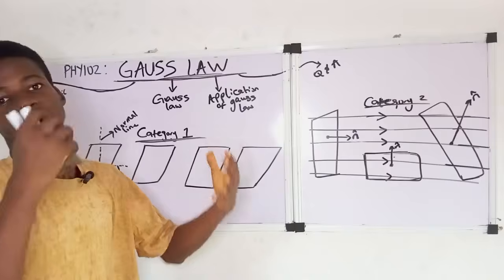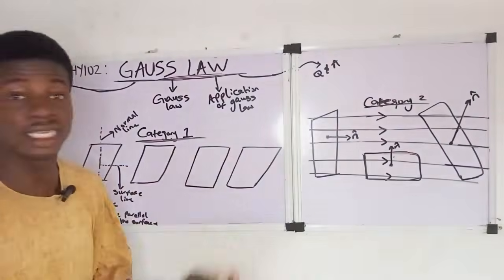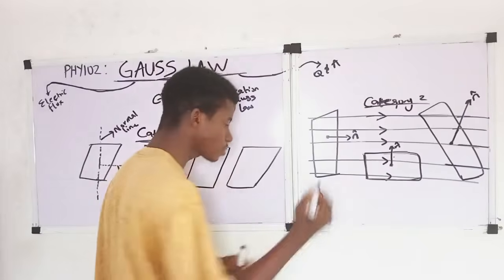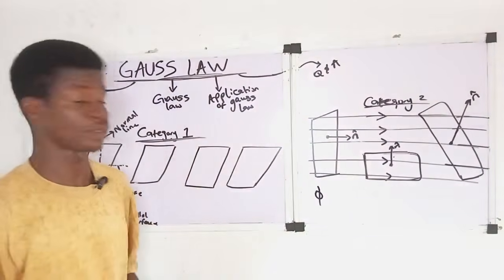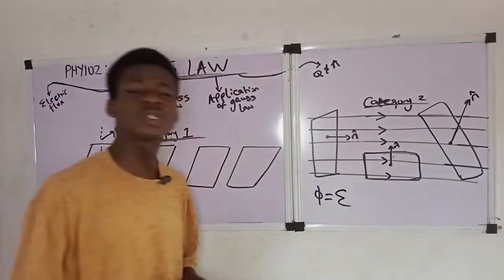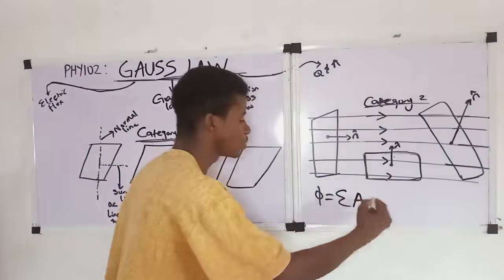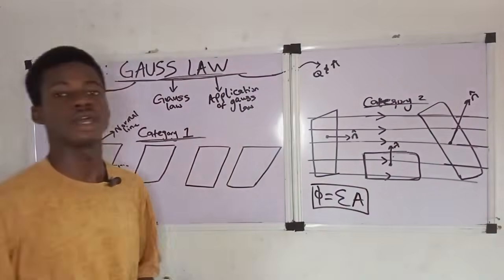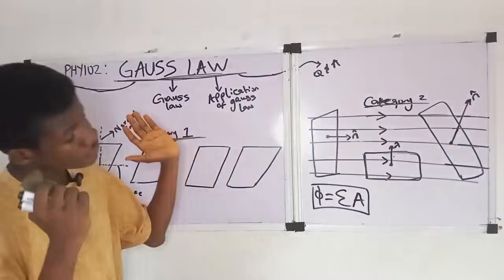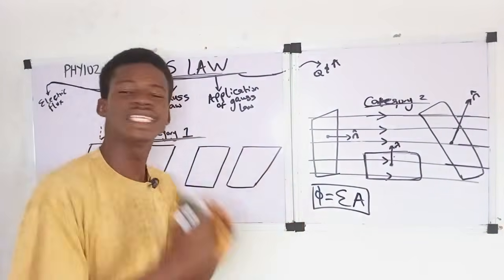Electric flux. Now you may ask, what is electric flux? It is very easy. Electric flux has this symbol. So electric flux is the product of electric field passing through a given area. So what is electric flux? Electric flux is the product of electric field passing through a given area.